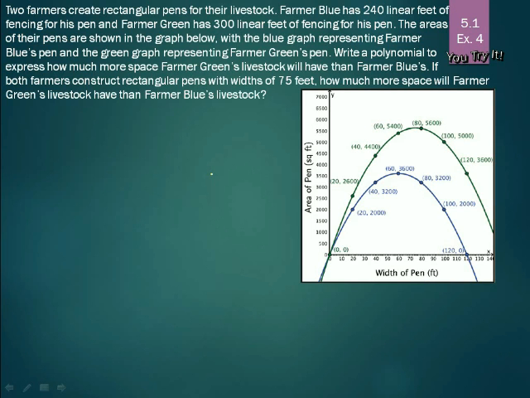If both farmers construct rectangular pens with widths of 75 feet, how much more space will Farmer Green's livestock have than Farmer Blue's livestock?